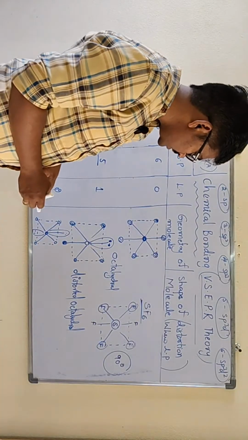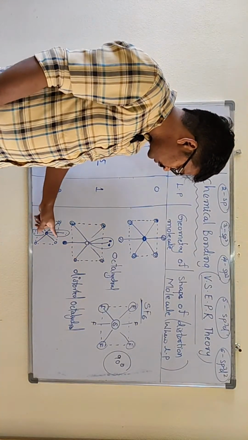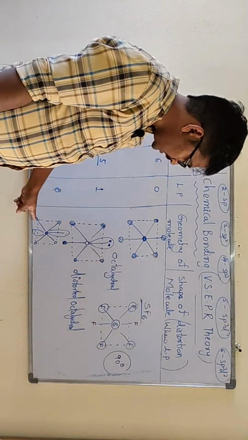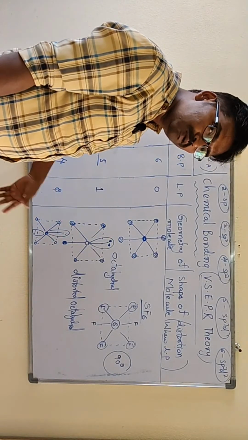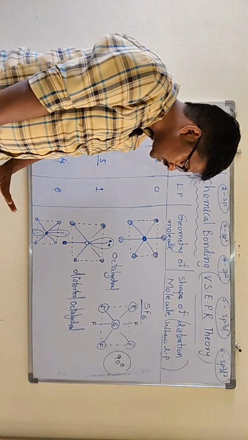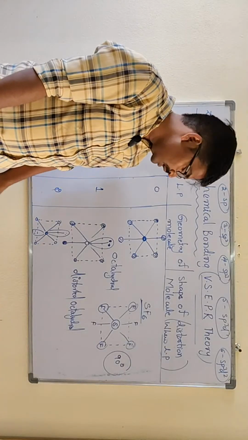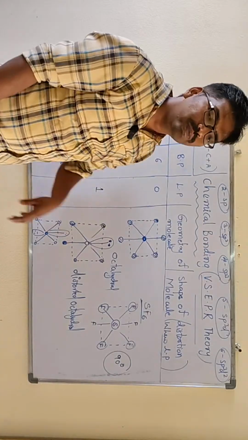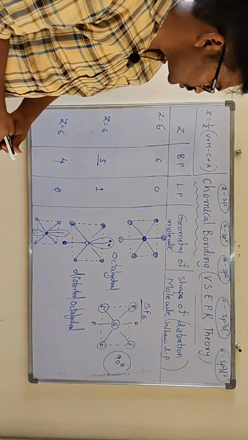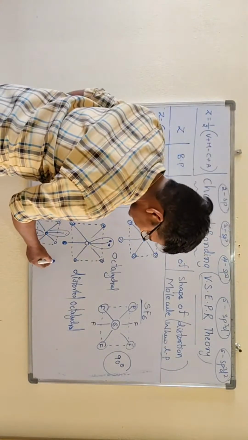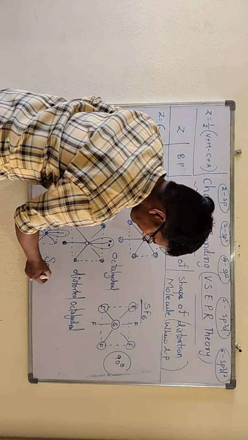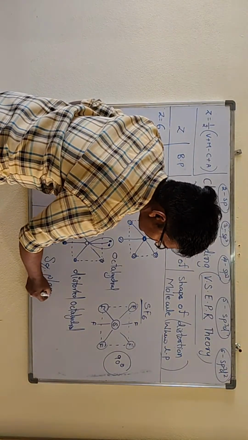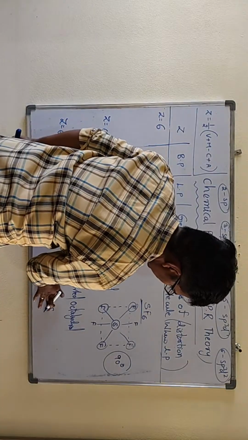Why do these lone pairs not occupy the equatorial positions? If they occupy above the plane and below the plane, there is no disturbance in the bond angle, and minimum repulsions are present. So this is square planar geometry.